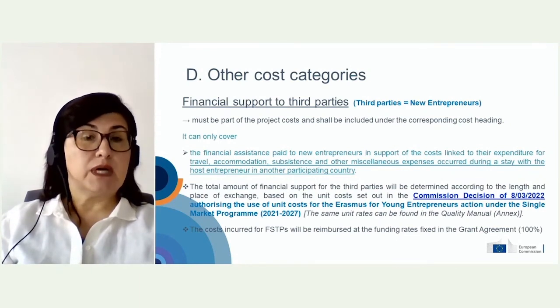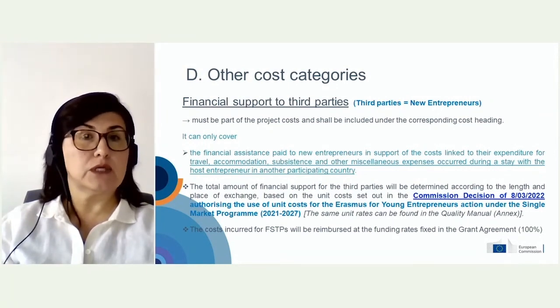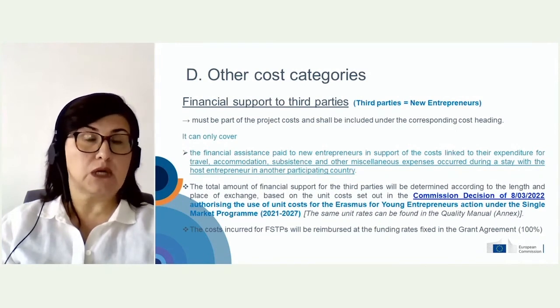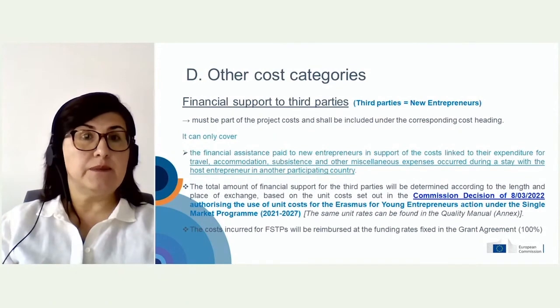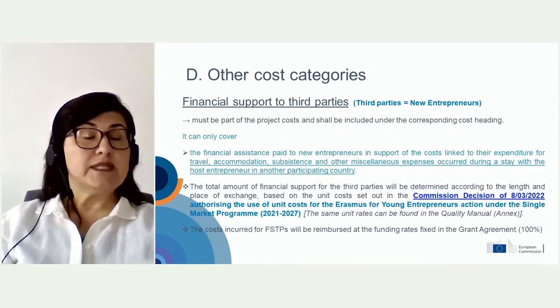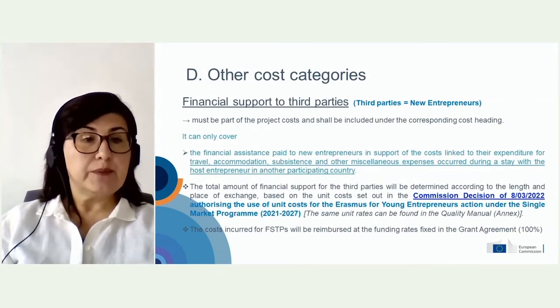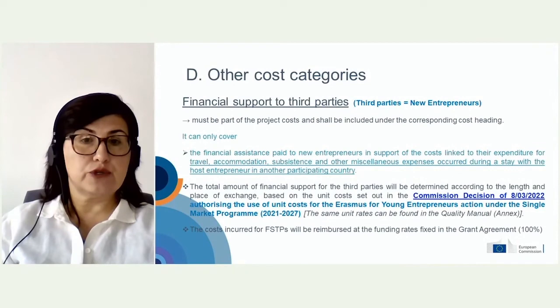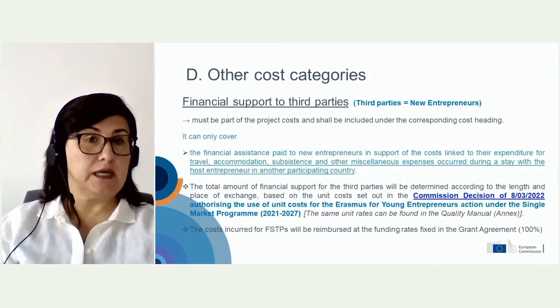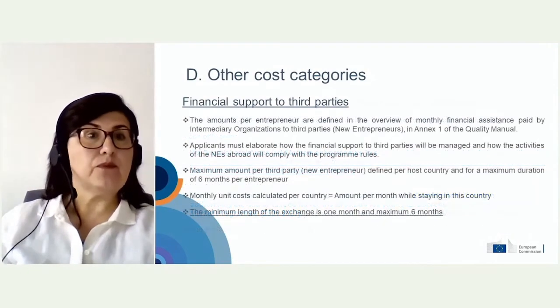You can budget these costs on the basis of the Commission decision of 2022, which sets some amounts depending on the country, on the host country where the new entrepreneurs will be staying. And you will see these same amounts in the quality manual. Please remember that the costs incurred for financial support to new entrepreneurs will be reimbursed at 100%.